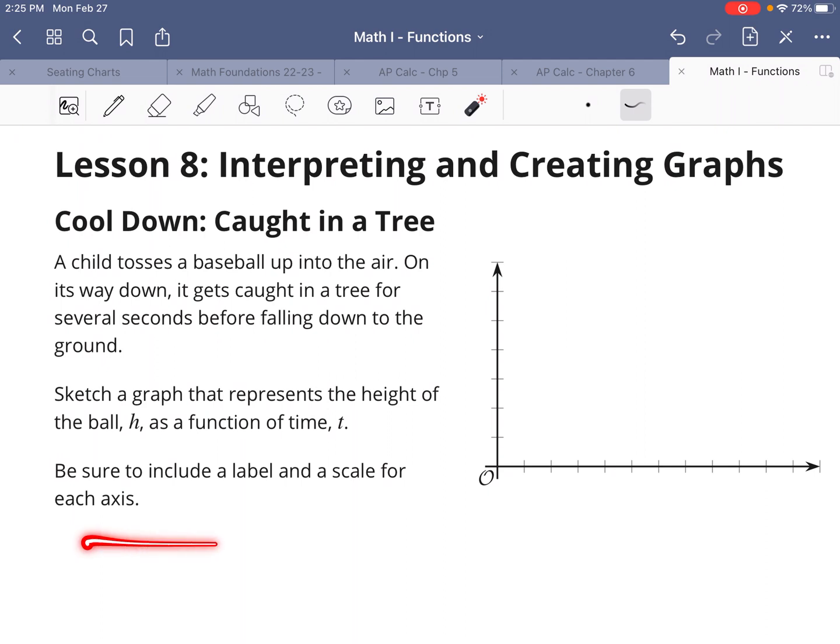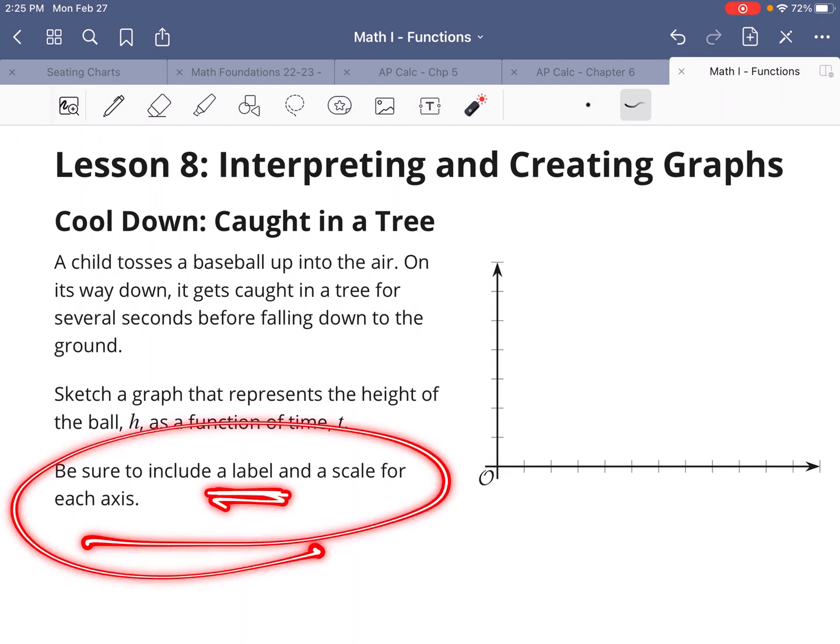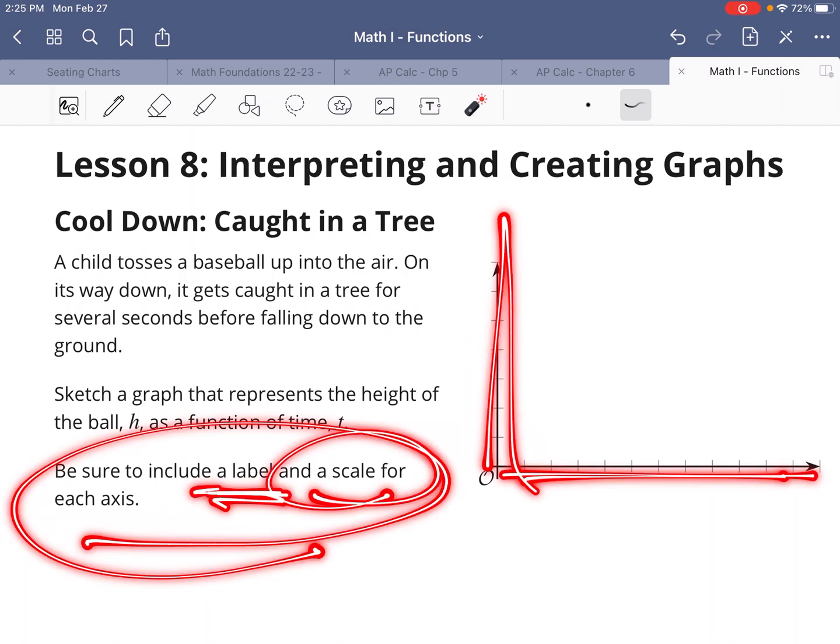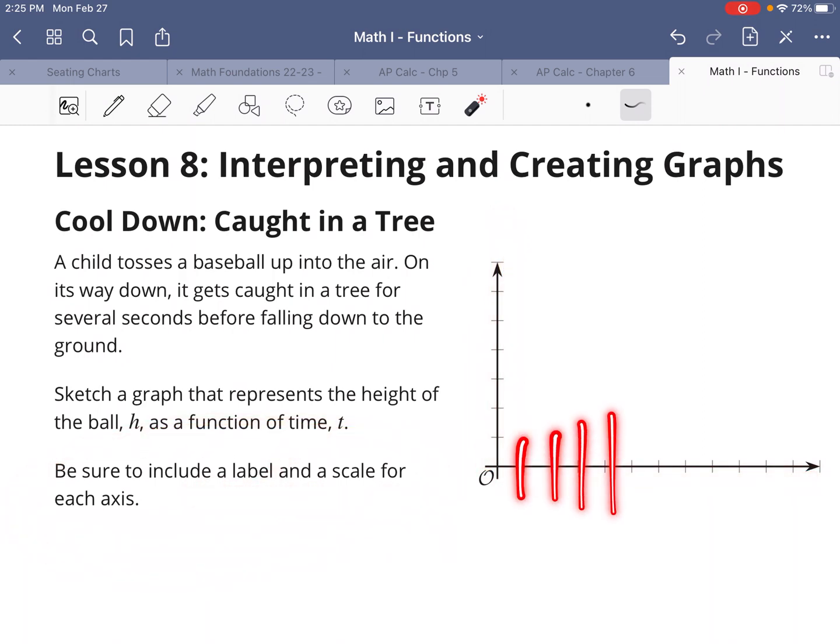Be sure to include a label. Tell me what each axis is representing, and a scale. What do each of these marks mean? Are they hours, minutes, furlongs, fortnights? I don't know. You've got to figure that out and let me know.